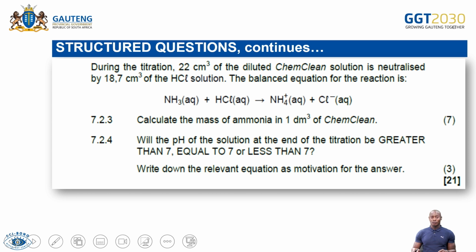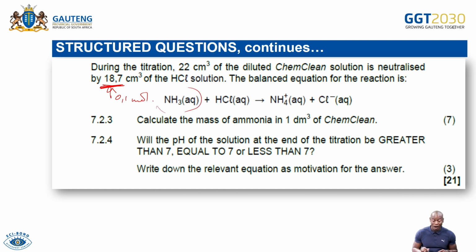The balanced equation is this one, right? Then what are they looking for here? Calculate the mass of ammonia in 1 cubic decimeter of ChemClean. All right, so where are we going to start here? We have the volume of hydrochloric acid. We also have the concentration of hydrochloric acid, which is 0.1 mole per cubic decimeter. So we can get the number of moles of hydrochloric acid. Then from the number of moles of hydrochloric acid, we can get the number of moles of ammonia, right?